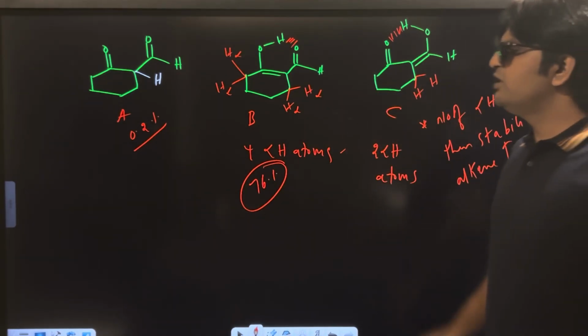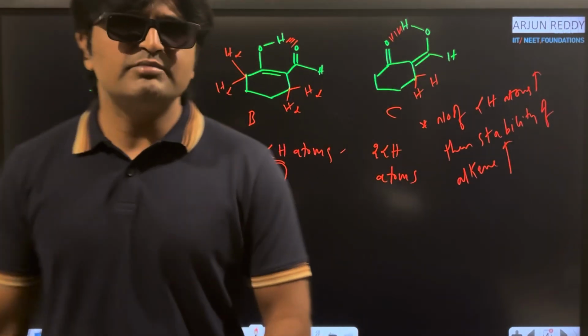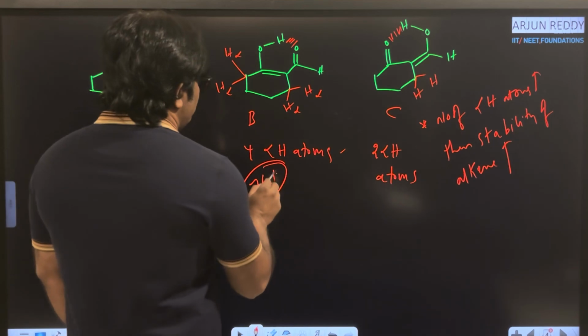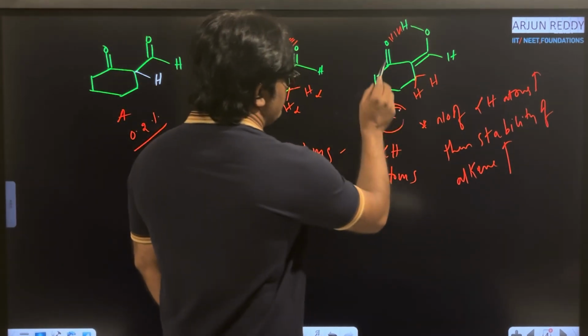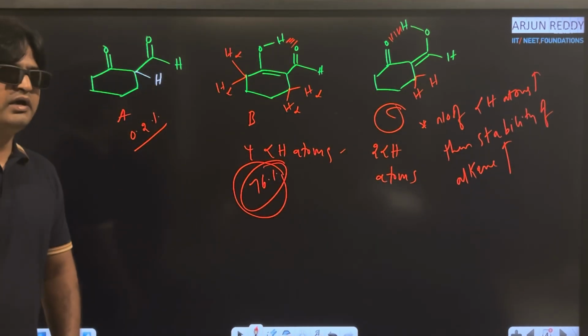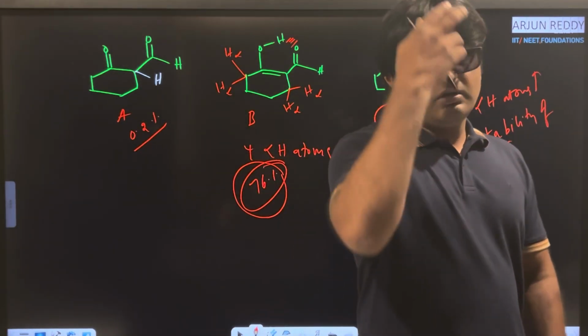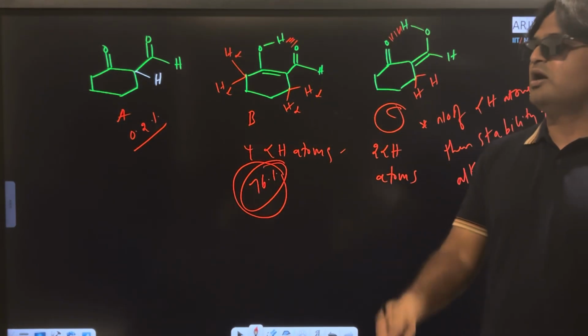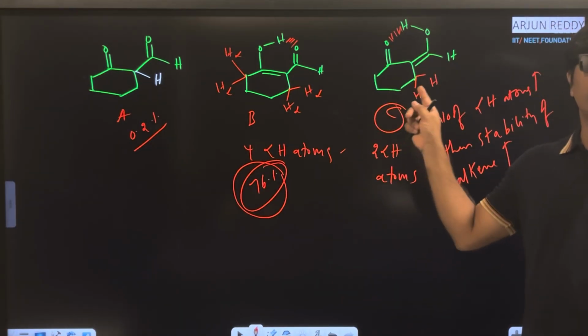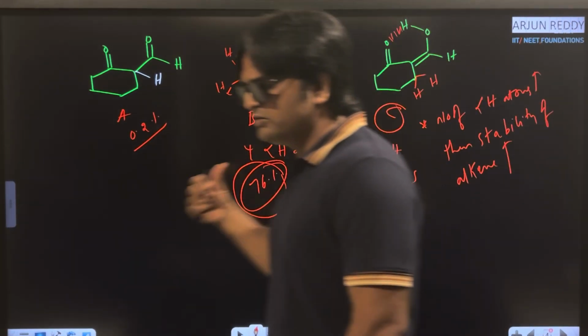That's very, very important. Here 2 enol forms are there. Now the enol content of B is more when compared to C. What is the reason? Based on alpha hydrogen atoms. Very important and very simple also, right? Now note down this example.